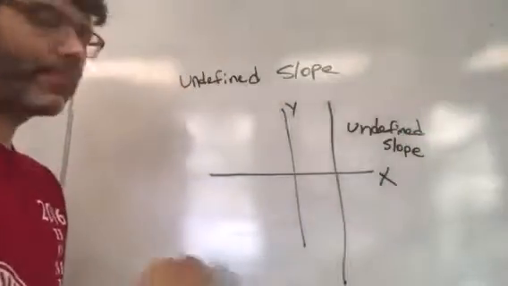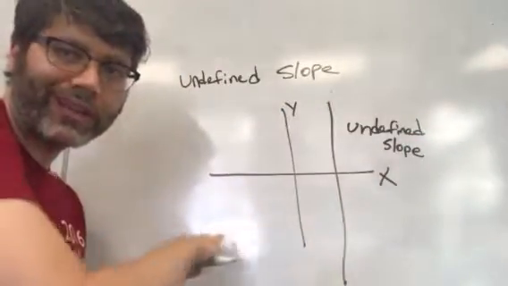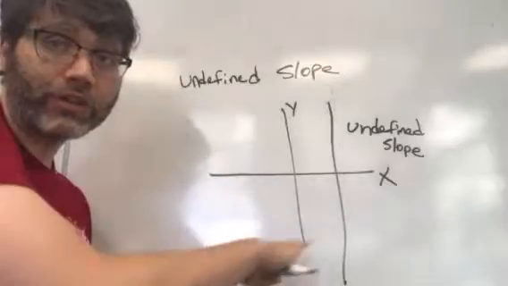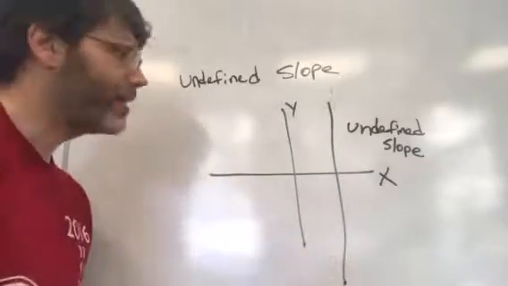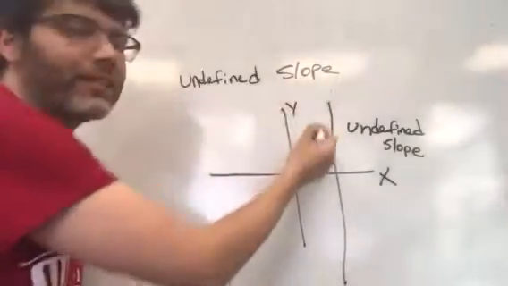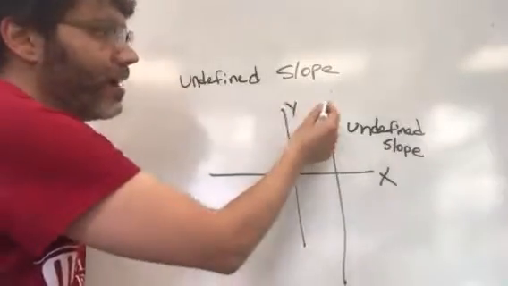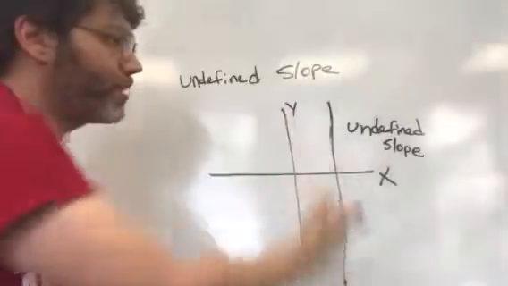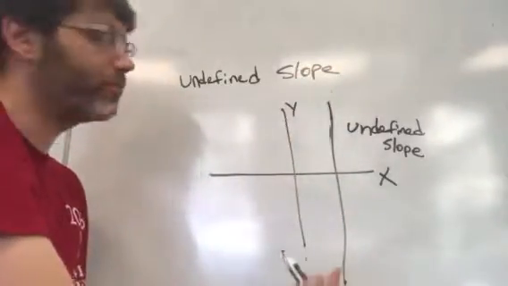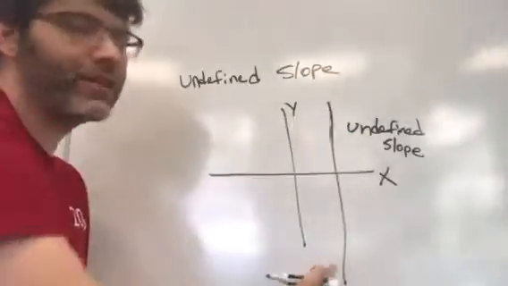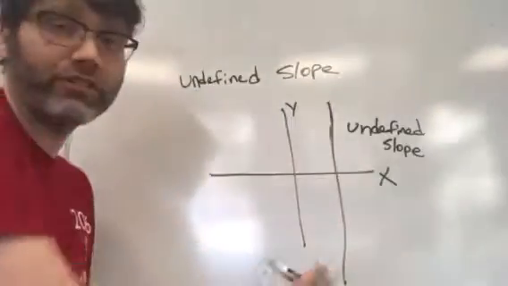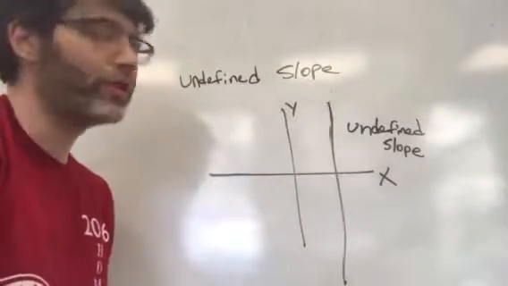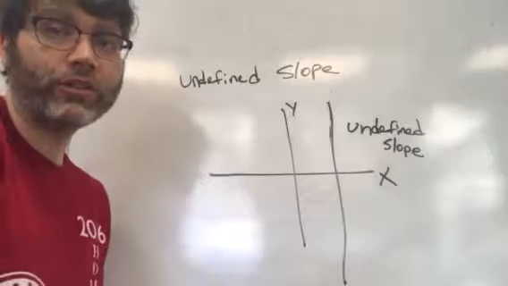Because while a horizontal line would have a 0 slope because it's perfectly flat, here it doesn't even make sense to talk about a slope. If you were to ski off of this, it would be a cliff. You would be dropping off. You would have to parachute. So it doesn't even make sense to talk about slope in this case with a vertical line. It's just a cliff, so we call it an undefined slope.